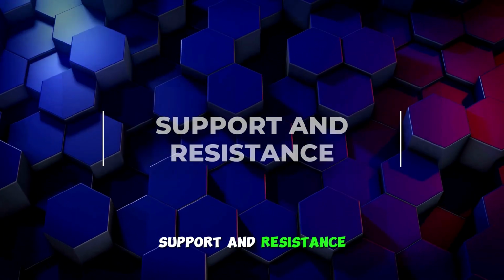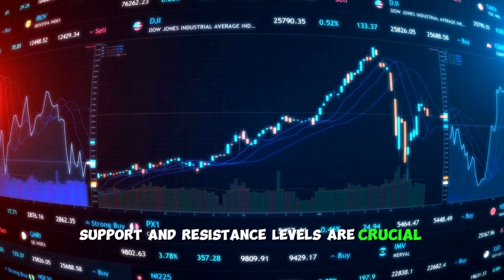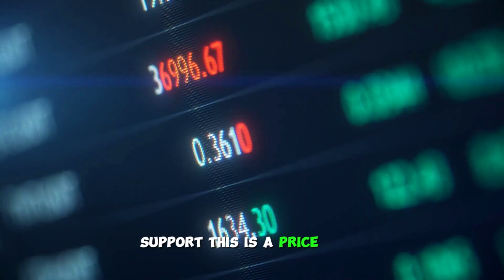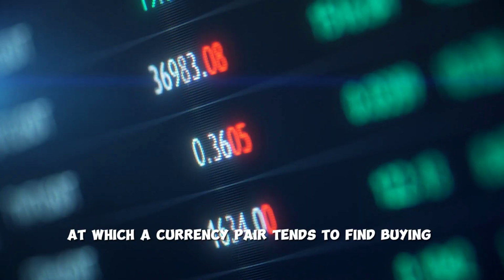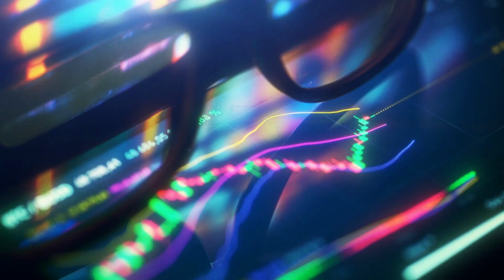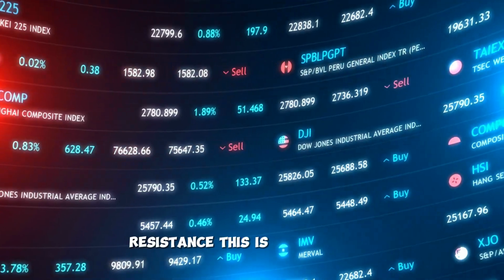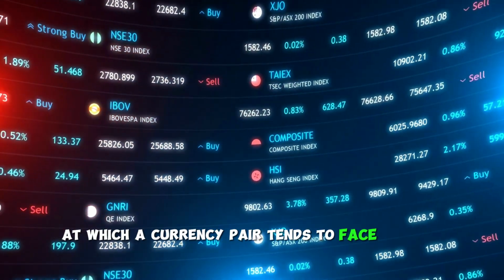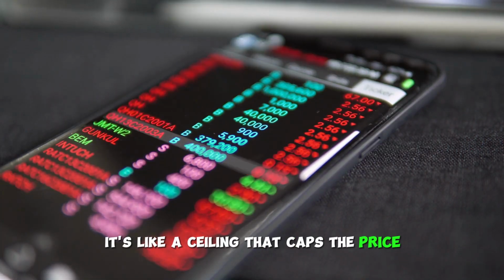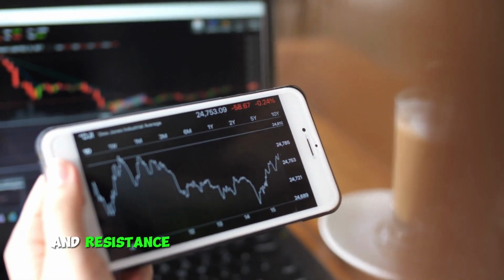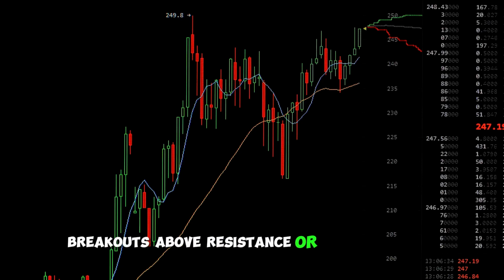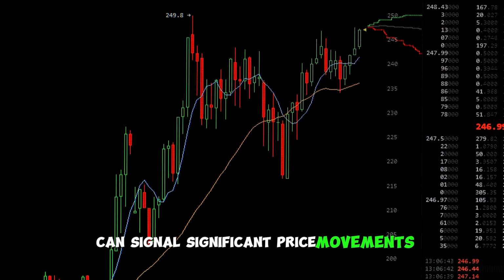Support and resistance. Support and resistance levels are crucial concepts in technical analysis. Support is a price level at which a currency pair tends to find buying interest, preventing it from falling further. It's like a floor that supports the price. Resistance is a price level at which a currency pair tends to face selling pressure, preventing it from rising further. It's like a ceiling that caps the price. Traders use support and resistance levels to set entry and exit points and to manage risk. Breakouts above resistance or below support can signal significant price movements.